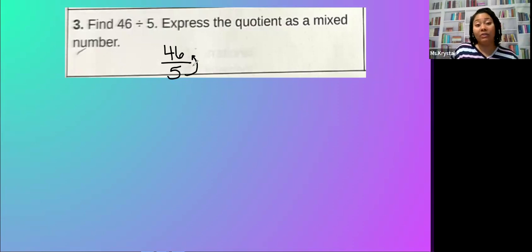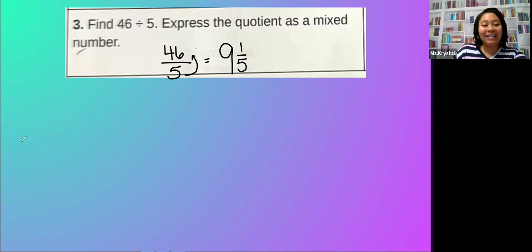5 times what gives me 45? 5 times 9 gives me 45. And then I count up. So from 45 to 46, I'm only left with 1, and my denominator stays the same. So for this one, you should get 9 1/5 for number 3 on Tuesday.